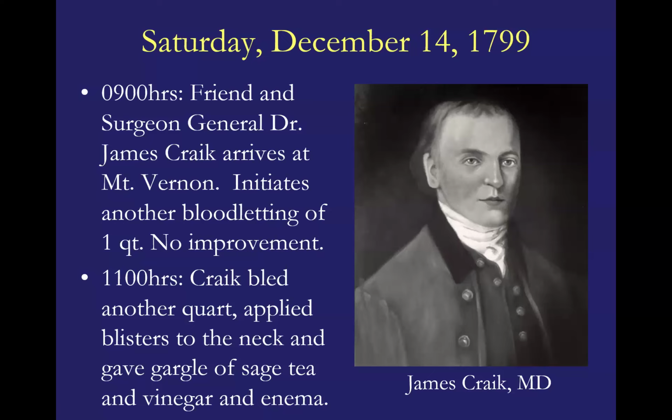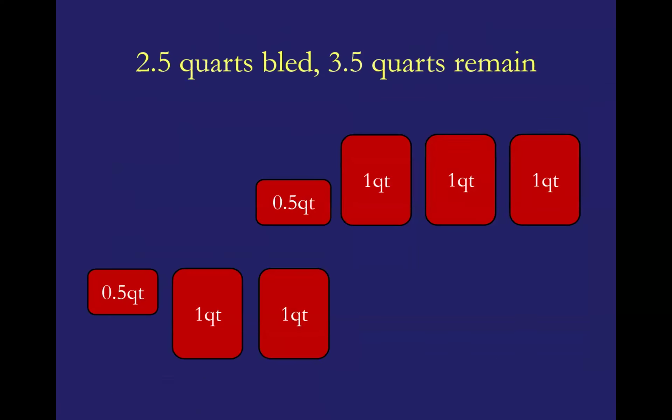He also applied blisters to his neck and he gave him a gargle of sage tea and vinegar. And they also gave him an enema at that point. So if you think about it, gosh, what are they doing to this poor guy? They're trying to expunge all of those bad humors that they see developing in him. So they're bleeding him, they're giving him gargles, they're having him spit that out, they're giving him enemas, trying everything they can to basically help Washington get better. So at this point, less than 2 days after starting all this, they've bled out 2.5 quarts of his blood volume. Okay.